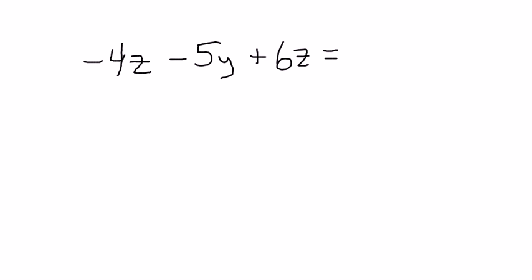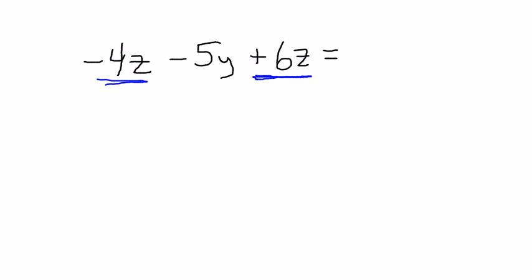Okay, in this expression, I'm starting with negative 4z. I'm taking away 5y and then adding 6z. Do we have any like terms in this expression? Once again, like terms are simply terms that share the same variable. Well, I do. I have two like terms. I have a negative 4z and I have a positive 6z.